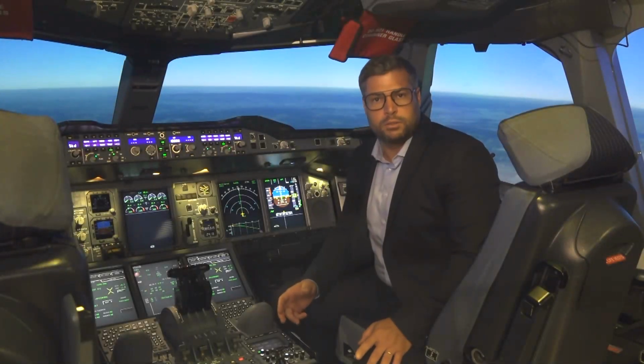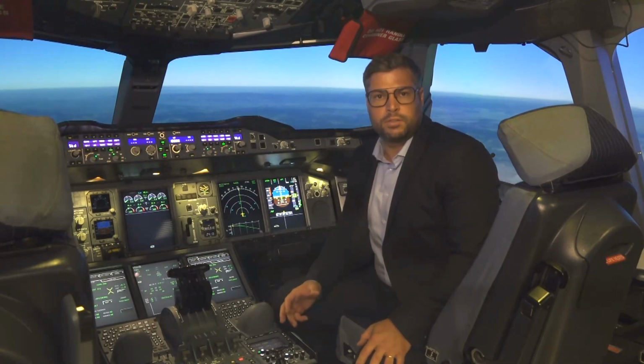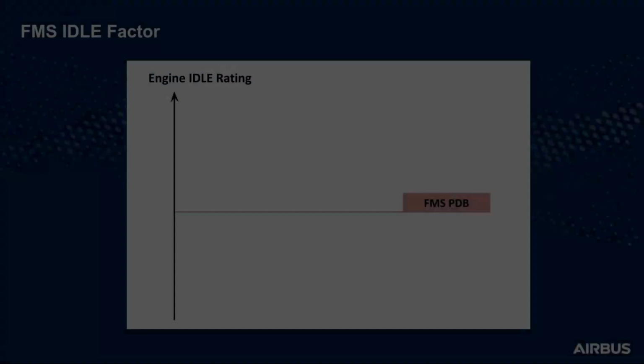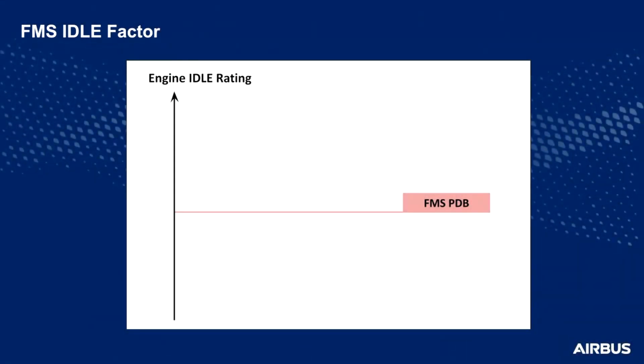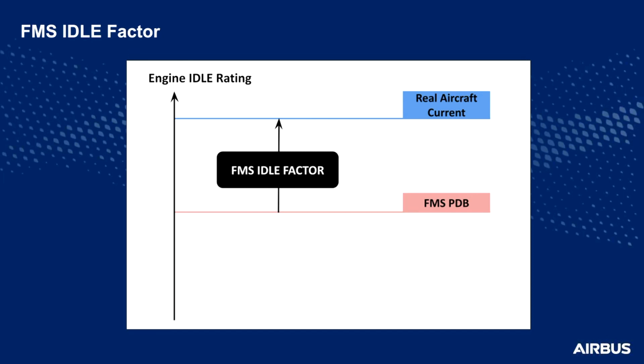Now, going back to the idle factor, the FMS computes the descent vertical profile with data from the PDB. The idle factor is then a corrective factor entered in the FMS in order to adjust the value of the idle rate determined by the PDB to the real idle rate of the aircraft.